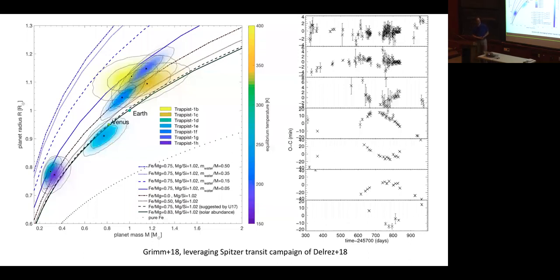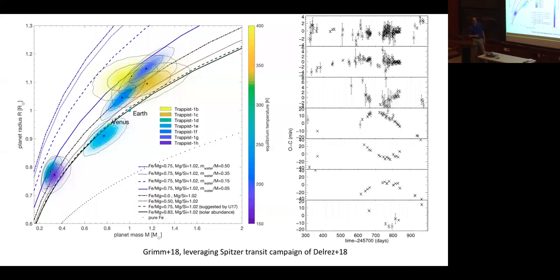In this data set, in some cases it kind of covers the 490 days, but just barely. So there will be more data, and this will be firmed up. But nevertheless, with these data, Grimm et al., of which I was a distant co-author, derived the masses for the planets.